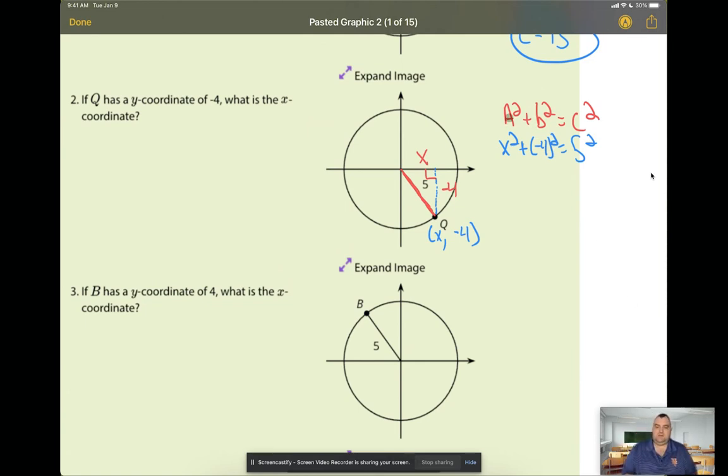If you let negative 4 be a and x be b, that's fine too. Okay? But let's go ahead and solve here. So this will be x squared, negative 4 squared, that's going to be a positive 16, and 5 squared is going to be 25. Okay? I can now go ahead and subtract 16 from both sides. And I end up with x squared equals 25 minus 16, which is 9.